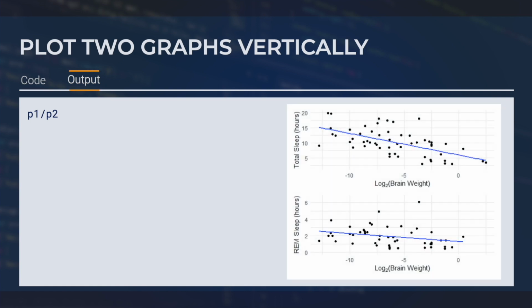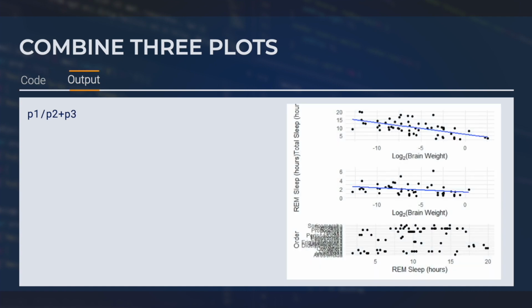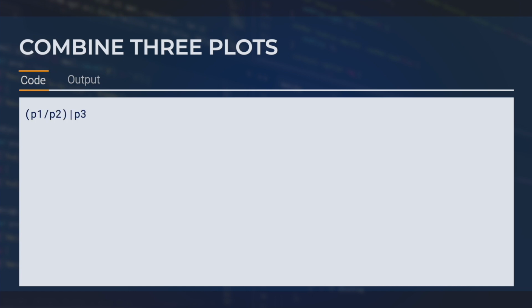We can use these operators in combination as well. Let's add in my third plot. Using the same p1 over p2 code, let's add plus p3 to our code. You can see that Patchwork added plot 3 under the other 2 plots. In this case, I think it would look better to the left of plots 1 and 2. We can tell Patchwork to do this by changing the plus sign to a vertical bar, like this.